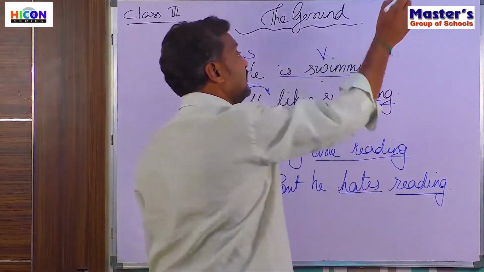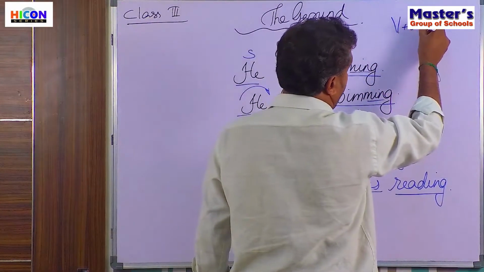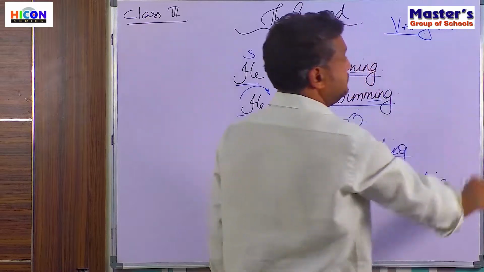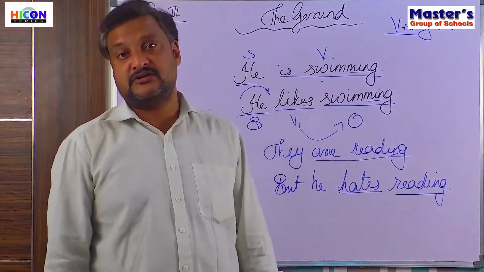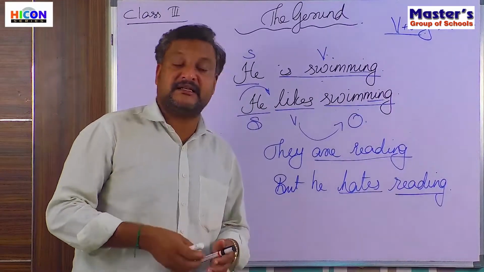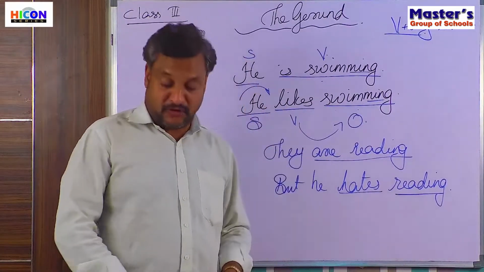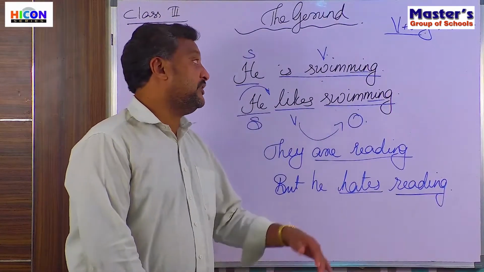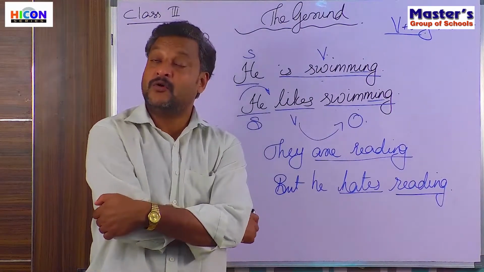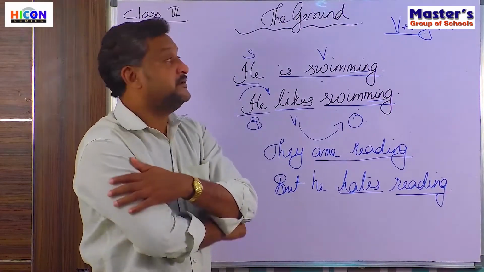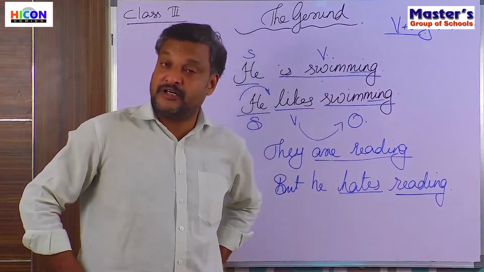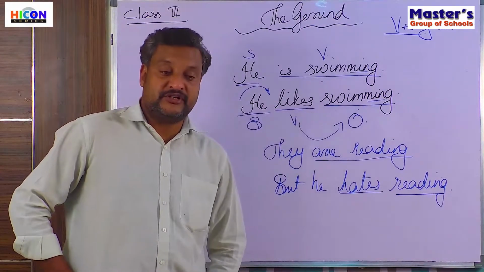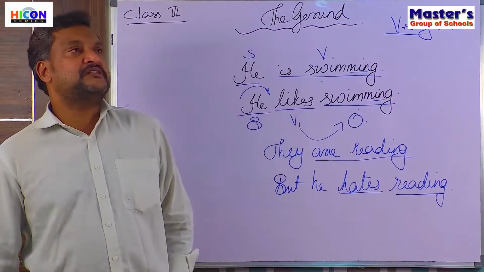So when we use an ing form of a verb, any verb with ing as a noun, that is called a gerund. So what do you mean by a gerund? A gerund is nothing else but the ing form of a verb which can be used as a noun. So to infinitive is one kind of a verb which can be used as a noun. The ing form of a verb which is used as a noun is called a gerund.